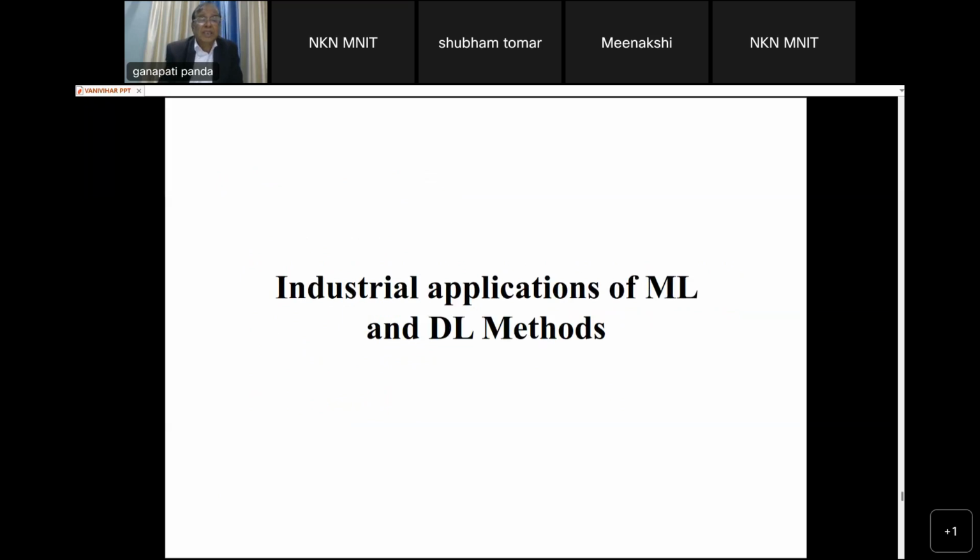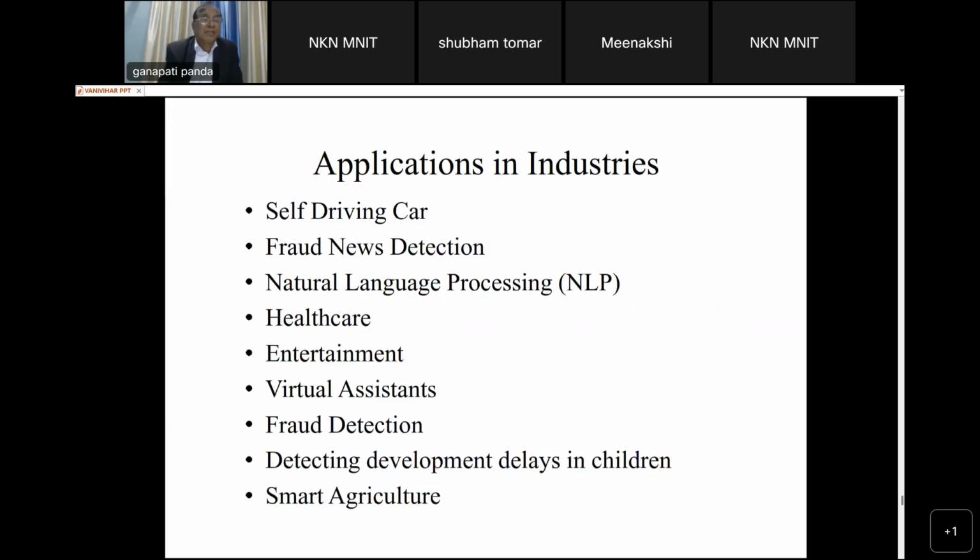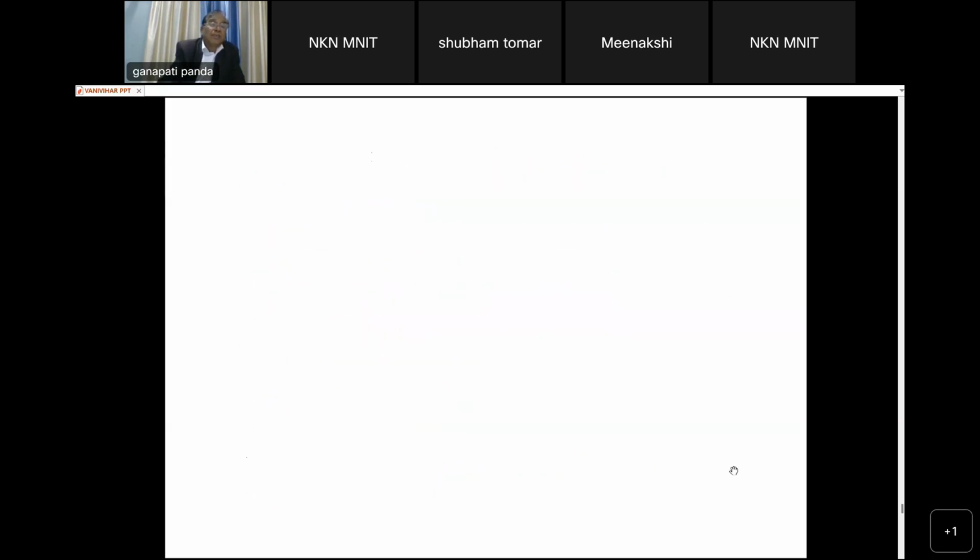The various industrial applications of ML and DL methods include self-driving cars and fake news detection. It is extensively used in natural language processing, healthcare, entertainment, virtual assistants, fraud detection, detection of developmental delays in children, smart agriculture, and so on. These are some novel applications of deep learning.